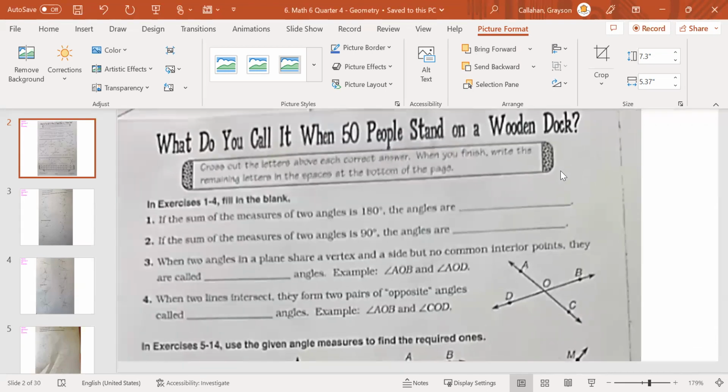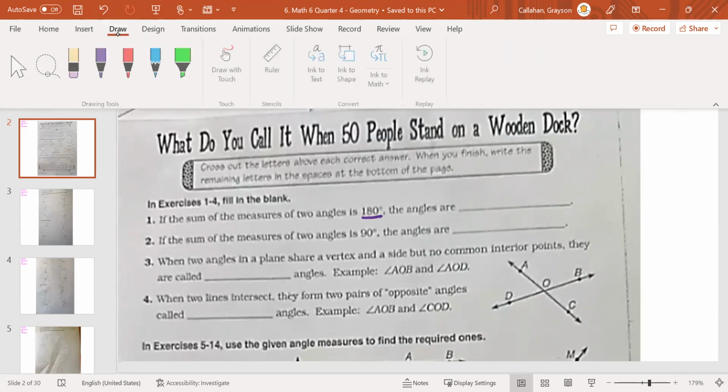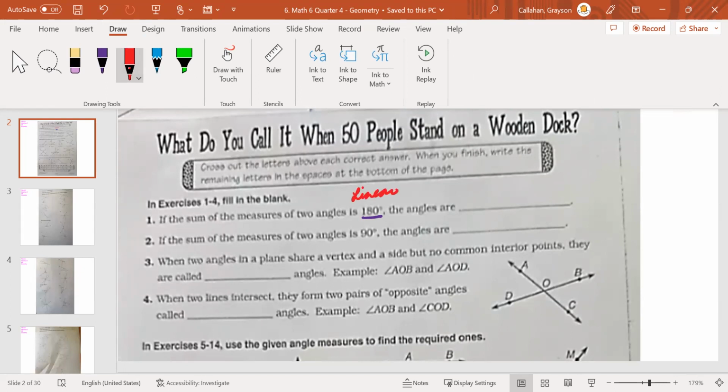So question number 1, it says, if the sum of the measurement of two angles is 180 degrees, the angles are, what is that called if it adds up to 180 degrees? Supplementary. It's also called linear pair, supplementary angles, and it's also a straight angle. Okay, but this part right here will be the correct answer, supplementary angle. So make sure you write that down.